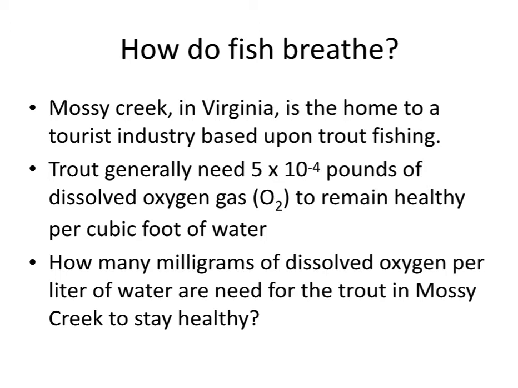Although not conventional English terms, the units of milligrams per liter are much more common. So let's calculate from the values above how many milligrams per liter of oxygen that's dissolved in the water, called dissolved oxygen, is required for a healthy trout population in these Virginia streams.